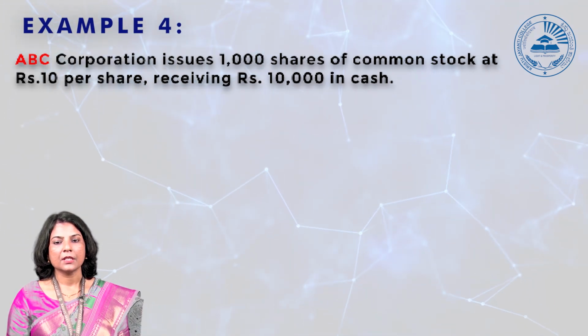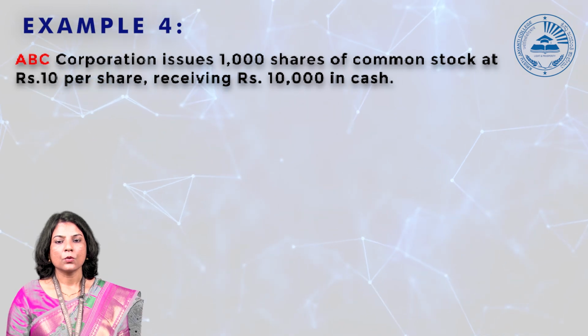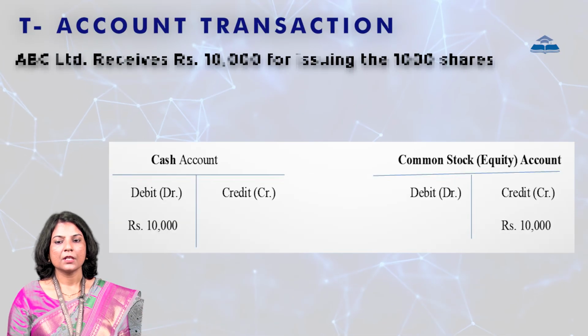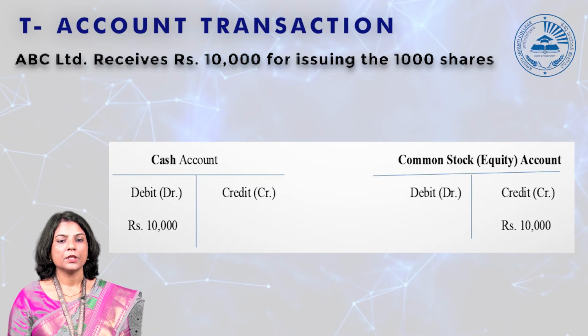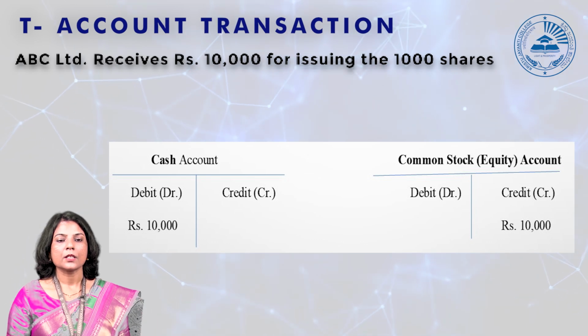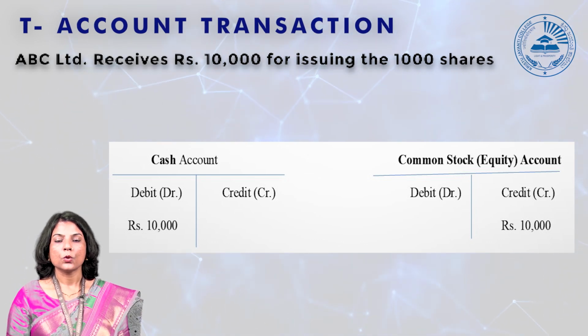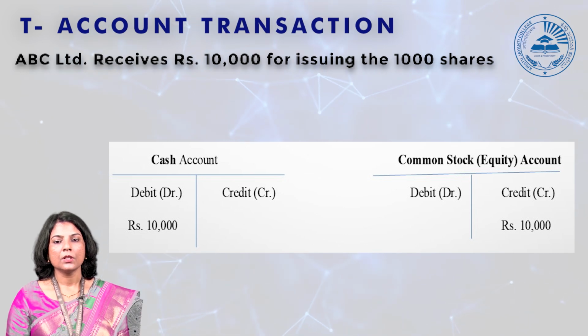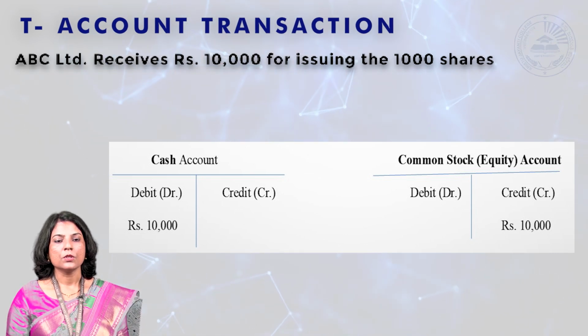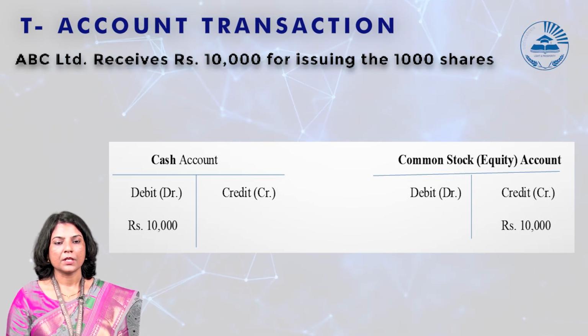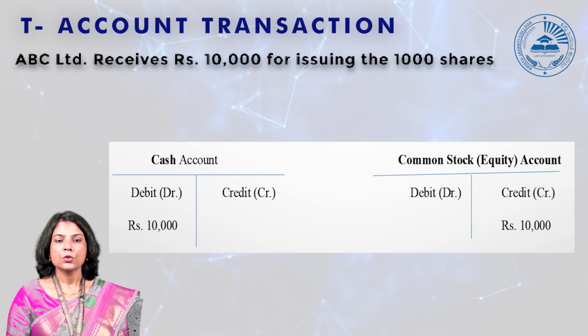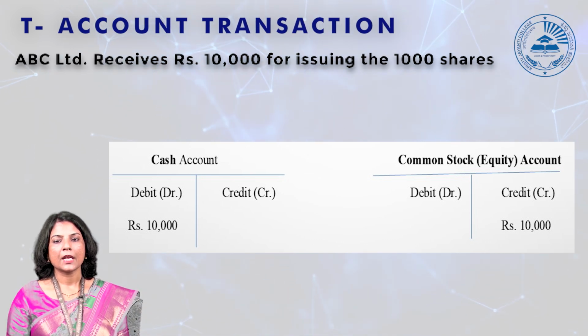Why debit the cash account? Because there is an increase in cash. And why is the common stock account credited? Because equity increases with the issuance of shares. That's why it has been credited. Then look into the transactions. Here there are two accounts, cash account and common stock or equity account, with that particular amount, 10,000 in this transaction. So it has been debited to the cash account and credited to the common stock or equity account.